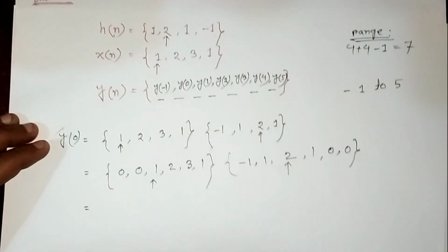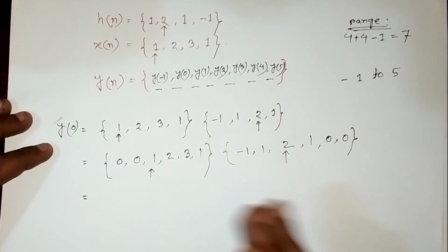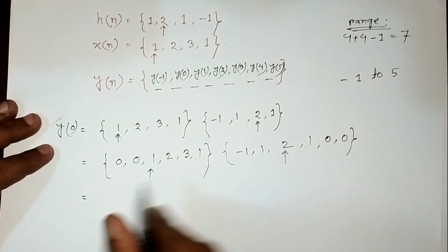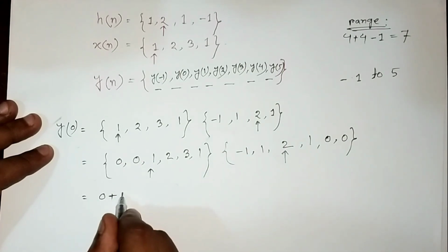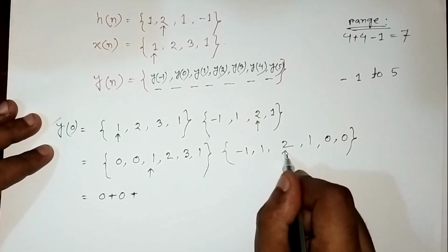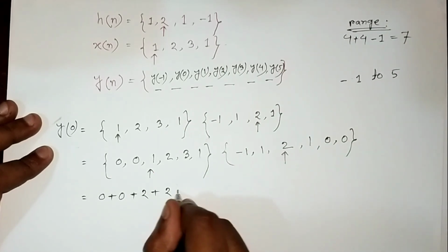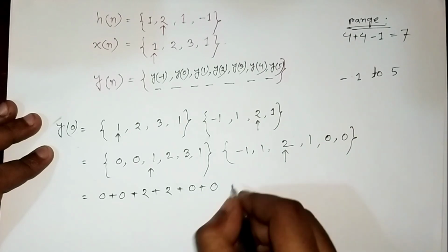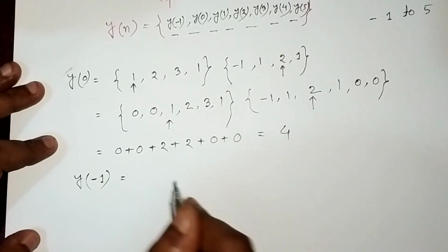And then what we'll have to do is multiply the numbers and sum them up. Okay, this is very easy. For example, 0 times minus 1 equal to 0, plus 0 times 1 is again 0, then 1 times 2 is 2, then 2 times 1 is 2, then 3 times 0 is 0, plus 1 times 0 is 0. So that will give us the result of 4, sorry, y of negative 1.